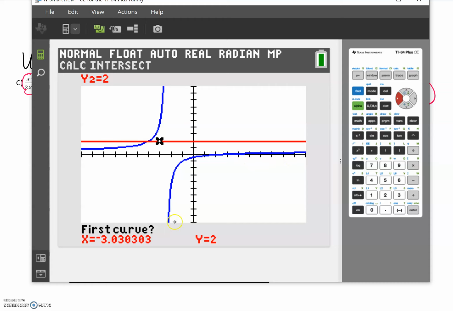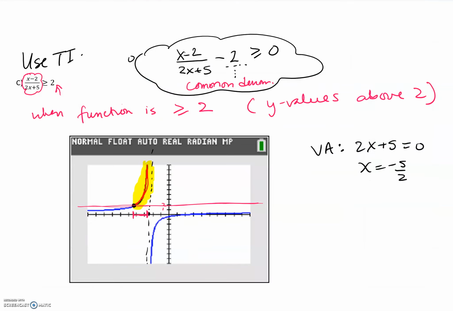So it says first curve, I push enter. Then it jumps to the second curve. It says, is this the second curve? I push enter again. And then the third one says, should I guess? I push enter again. And yep, it looks like the intersection point happens at negative 4. X is negative 4 at that point, and 2 for the y value, as we would have suspected anyway. So basically I have a negative 4 there for my intersection point.